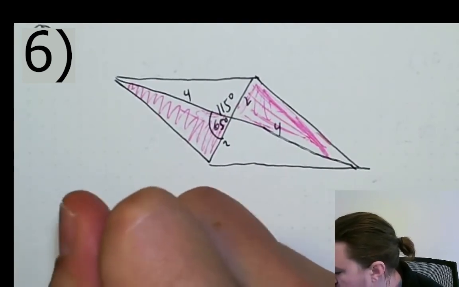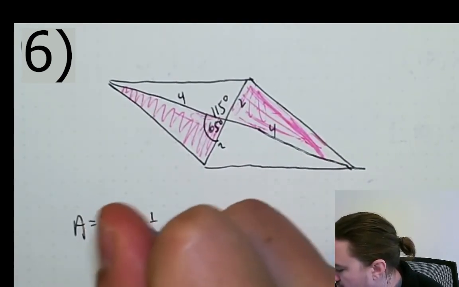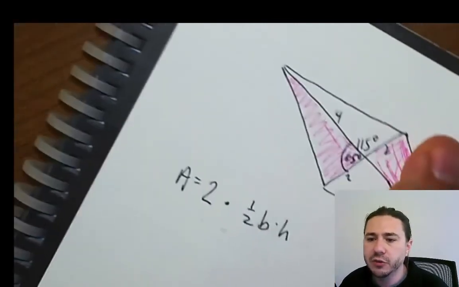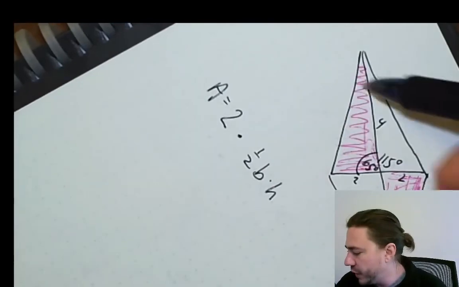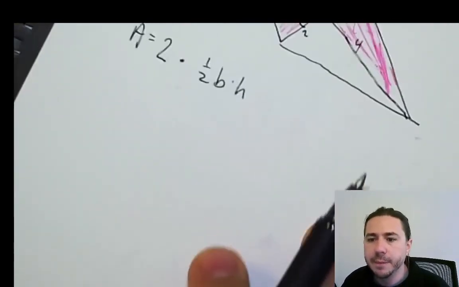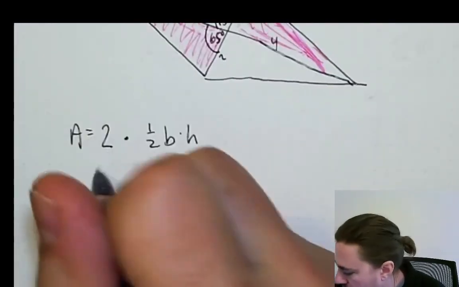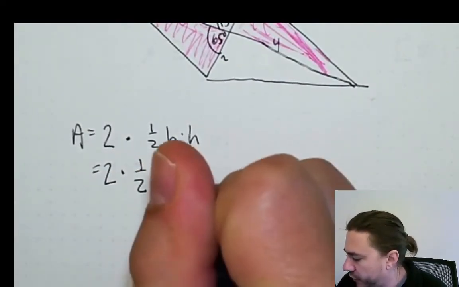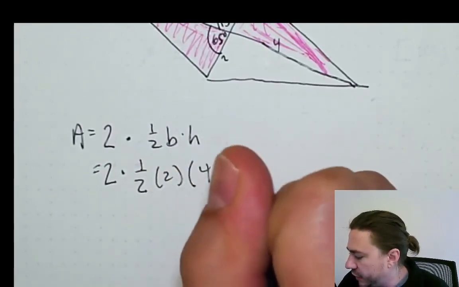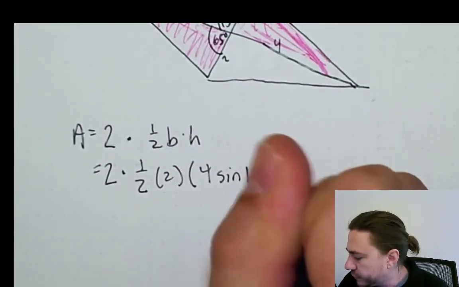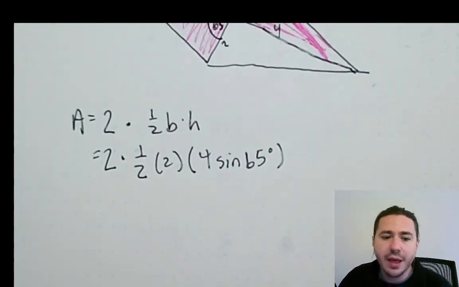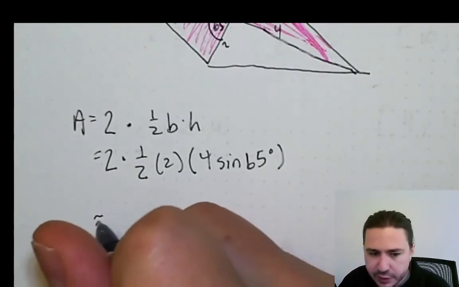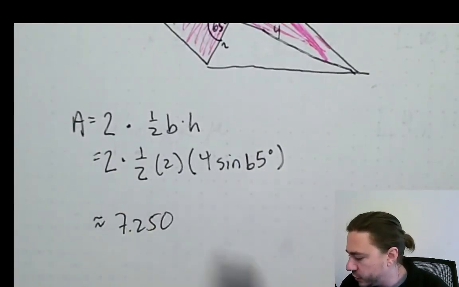So the area is going to be 2 of these, times 1/2 base times height. We need to decide what we're going to use as the base here. I guess I'll use 2. And just think about it like this with the height coming down here. So that would be 2 times 1/2 times the base is 2. The height is going to be 4 times the sine of 65 degrees. And we're going to type all that in, and we should get our answer here. Okay, we should get approximately 7.250 square units.